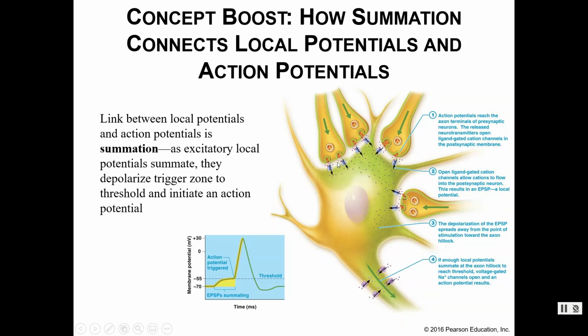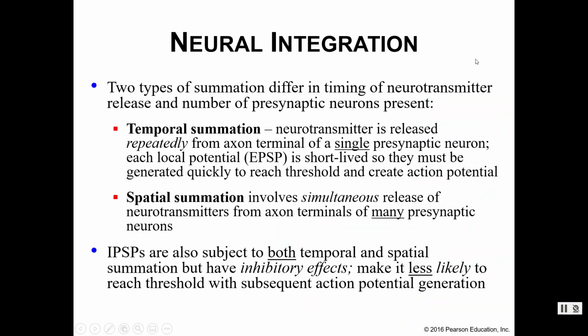Okay, so this is summation. You're just adding them up. These are all excitatory. We did hit threshold, so we do start an action potential. If all of these signals had instead been inhibitory, we would have gone farther away. We would have hyperpolarized. We would not have started this action potential. Okay. So we have two types of summation. We have temporal summation and we have spatial summation. And remember, summation is really just adding up your EPSPs and your IPSPs.